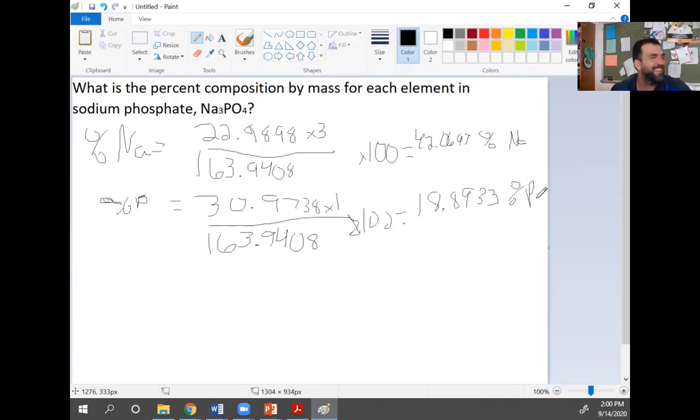It was funny. All right, now there's 2 different ways to find O, isn't there? I could do O the same way, couldn't I? 15.9994 times 4 divided by 163. Or I could just subtract 100 minus 42 minus 18 percent. You get the same answer, okay? Because they all have to add up to be 100. That's how I would do it. So it's going to be right around 40%.